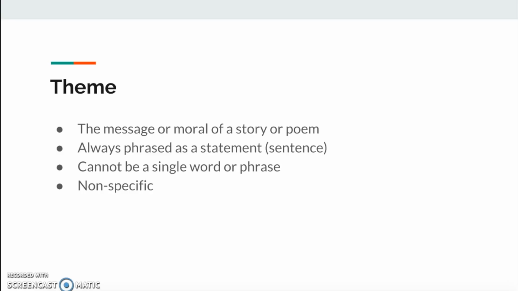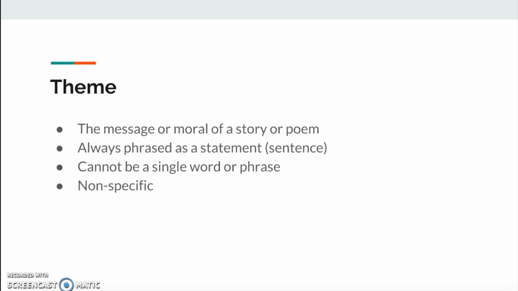So what is theme? The message or moral of a story or a poem. Theme is always phrased as a statement or a sentence. It's not just a single word or a phrase. And it's also non-specific. If you're mentioning specific characters or events from the story, then you're giving a summary, not a theme.